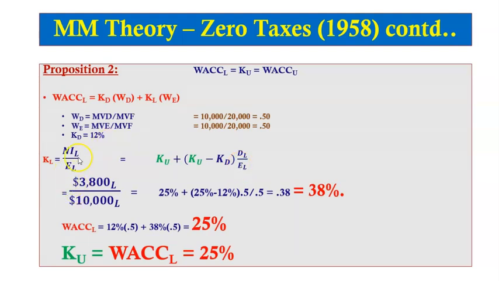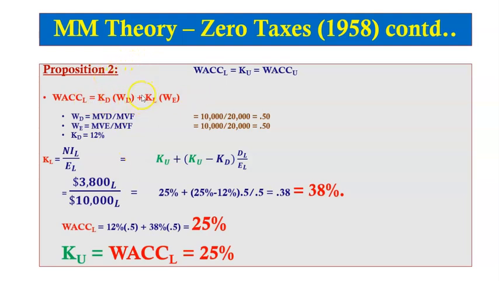If we use these figures in the formula here, cost of levered equity is equal to 38%. And if we put 38% into the formula for the WACC of the levered company, we get the WACC of the levered company equal to 25%, which is exactly equal to the cost of unlevered equity, which was 25%. Under the given assumption, we prove that the cost of unlevered equity is equal to the WACC of the levered firm. That is exactly what proposition 2 states.